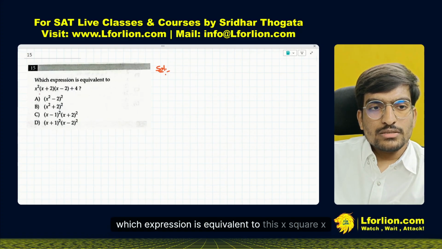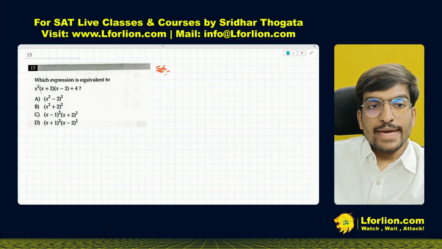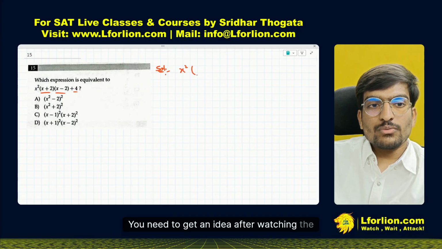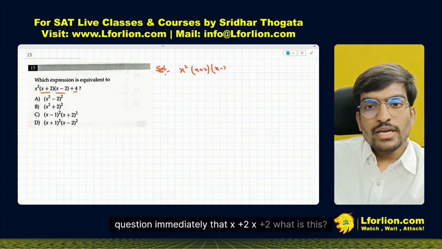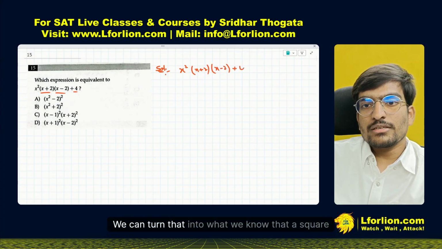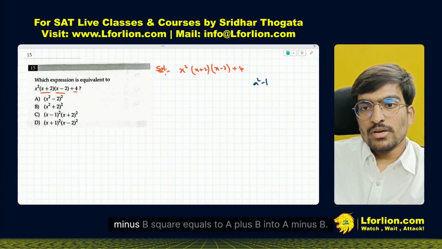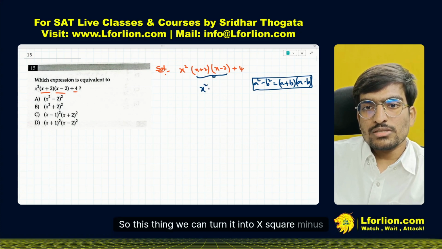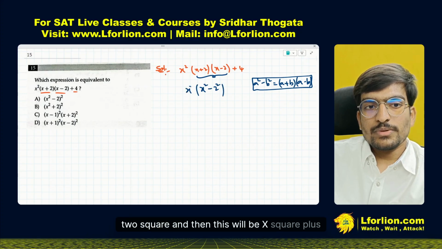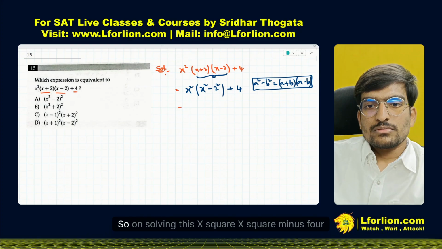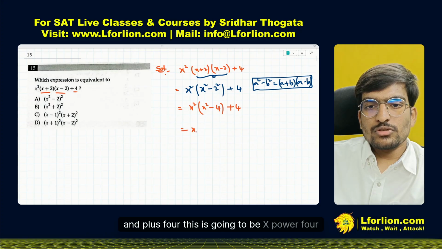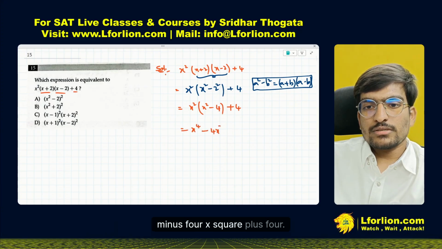Which expression is equivalent to x square, x plus 2 times x minus 2, plus 4? So we have some options. You need to get an idea immediately after seeing the question: x plus 2 times x minus 2, what is this? We know that a square minus b square equals a plus b into a minus b. So we can turn this into x square minus 2 square, and then this will be x square plus 4. On solving this, x square minus 4 times x square plus 4 is going to be x power 4 minus 4x square plus 4.